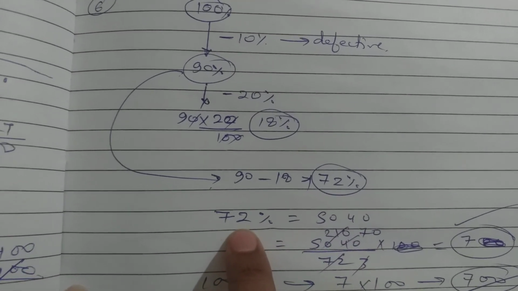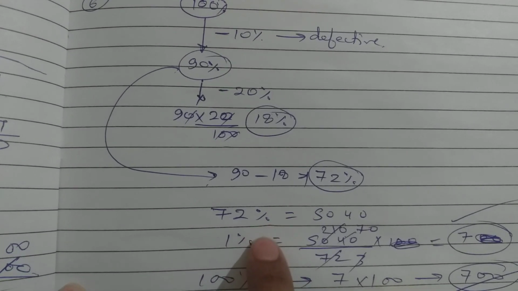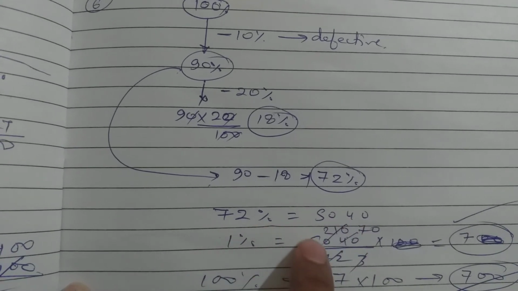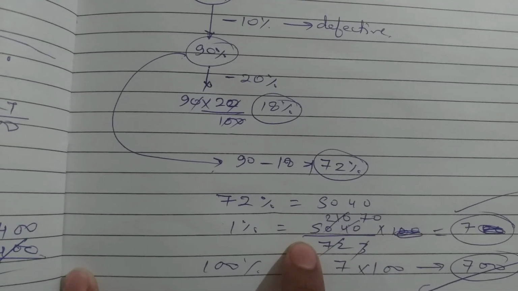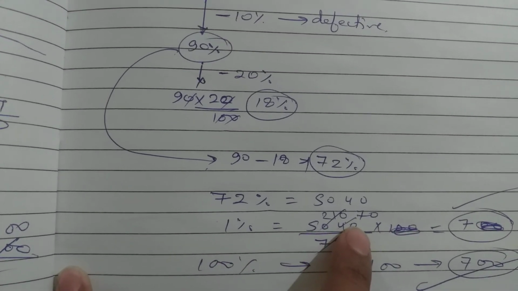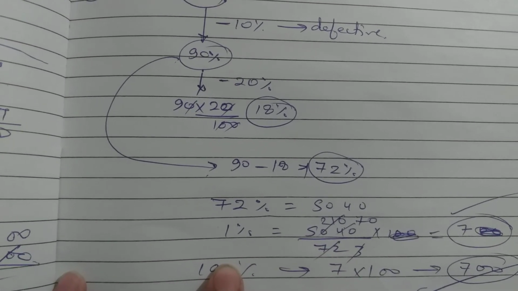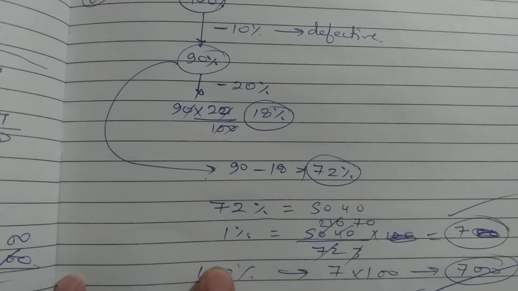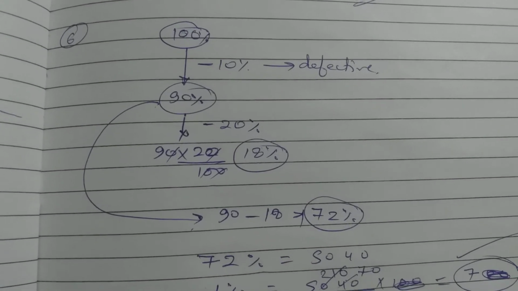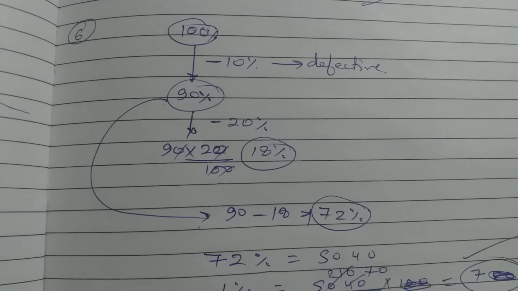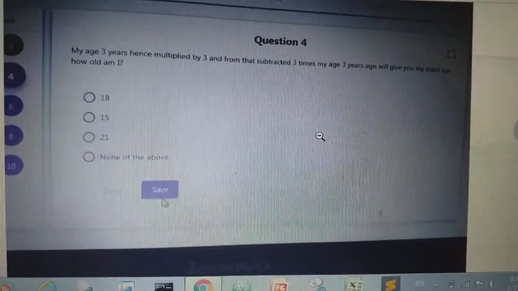So from here we can calculate 1%. What is the value of 1% here? 5040 divided by 72, and after solving it we got the value 70. So if the value of 1% is 70 and our question asks for the value of 10%, the value of 10% will be 70 into 10, that is 700. So our answer will be 700 for this question. Hope guys you got it.